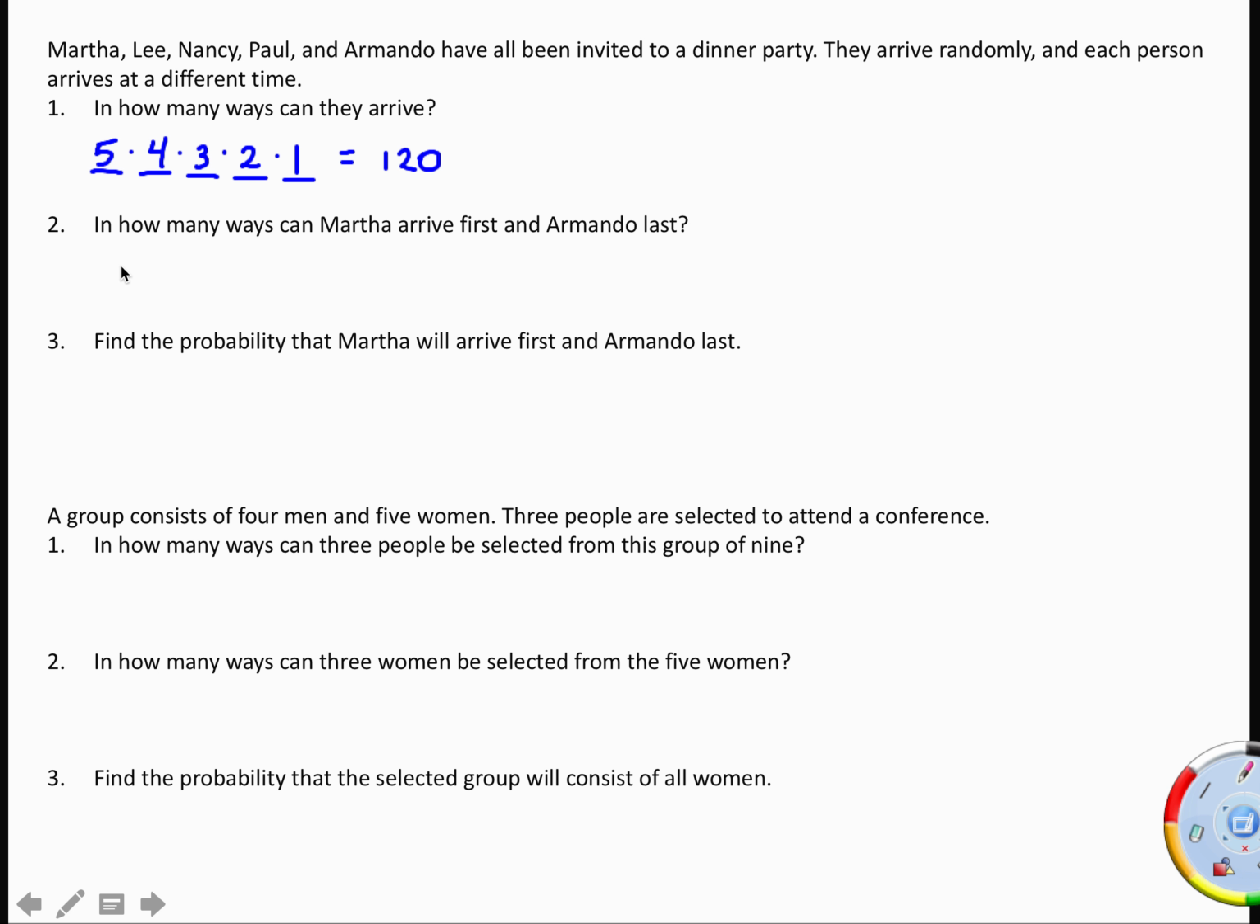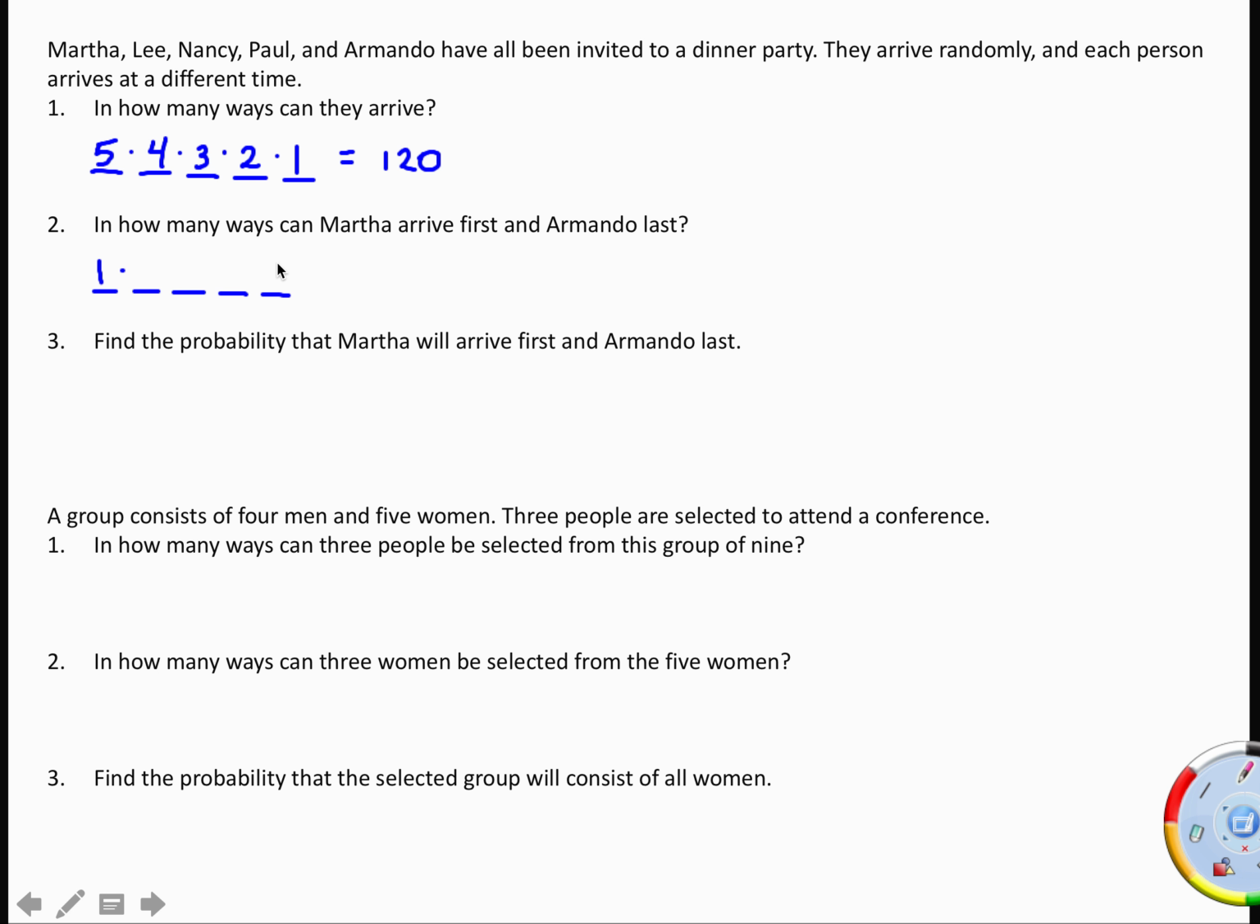Okay, now it asks, in how many ways can Martha arrive first and Armando last? Well, we've already decided this is a fill in the blank type of counting, right? And if I have some restrictions, I'm going to fill those in first. So Martha arriving first, that means there's one way that can happen. That's if Martha comes through the door first. Okay, no other way it can happen.